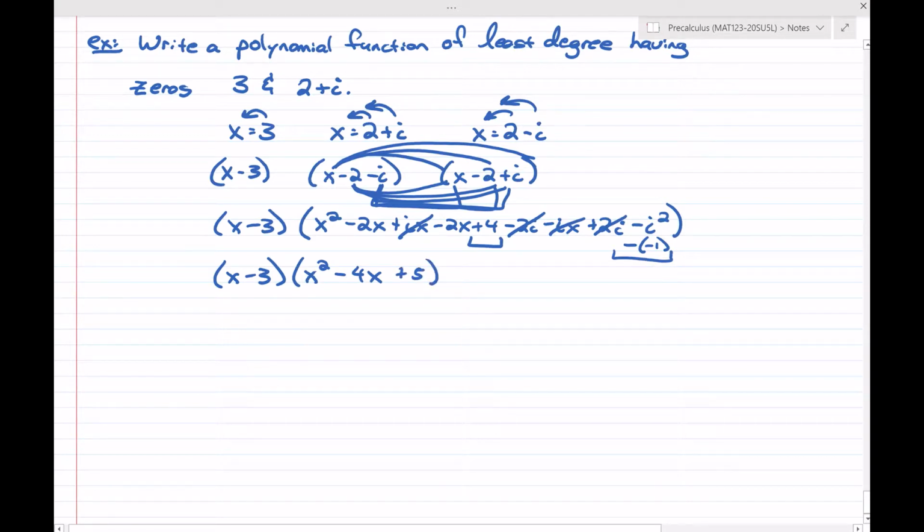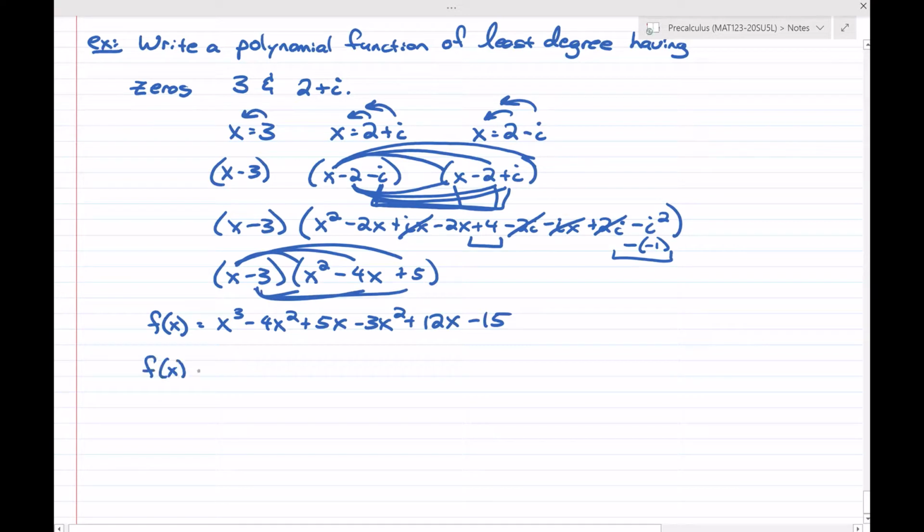Now to finish this, we'll get our polynomial by just distributing here. So x times x squared is x to the third minus 4x squared plus 5x minus 3x squared plus 12x minus 15. And that's what I did. So our final answer for this would be x to the third minus 7x squared plus 17x minus 15.